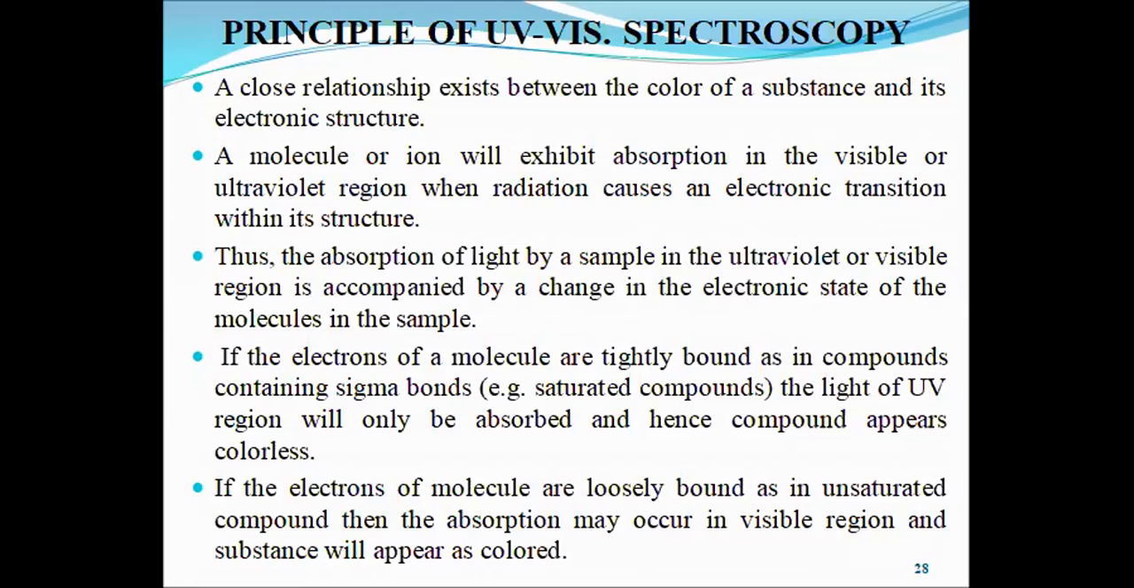If the electrons present in a molecule are strongly, or we can say tightly, bound, for example in the case of sigma bonds, then UV radiation of high energy will be absorbed. And the other way around, if the electrons present in the molecules are loosely bound, as in the case of pi bonds present in unsaturated compounds, then the absorption occurs in the visible region and the substance will appear to us as a colored substance.